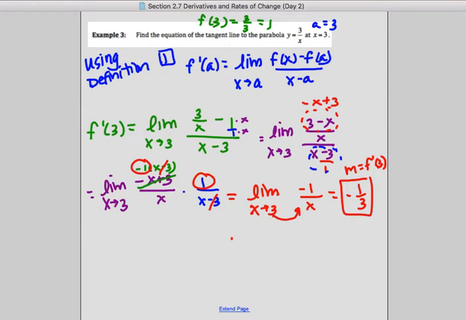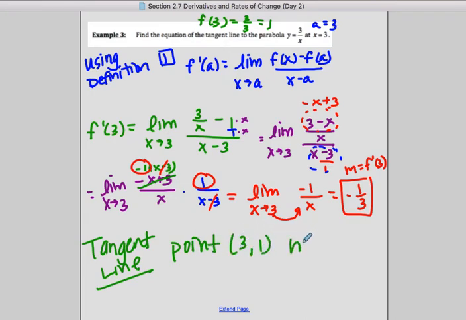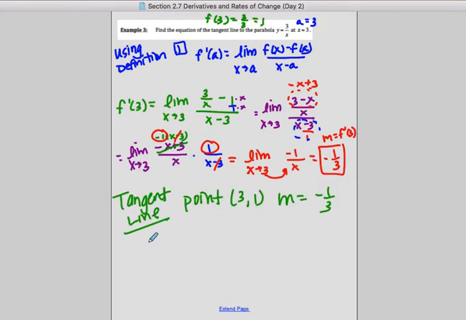Then from here we just need to find the equation of our tangent line. So tangent line, we got our point, plugged in 3 and we got a 1, and then we have our slope is negative 1 over 3. So y minus 1 equals our slope, x minus 3.